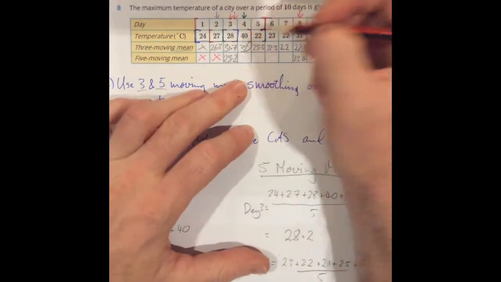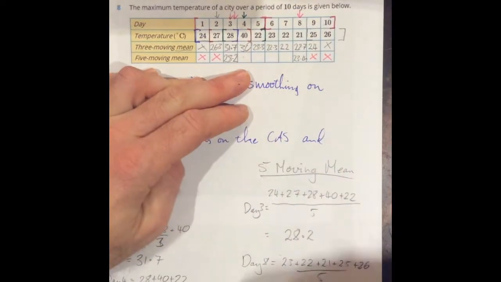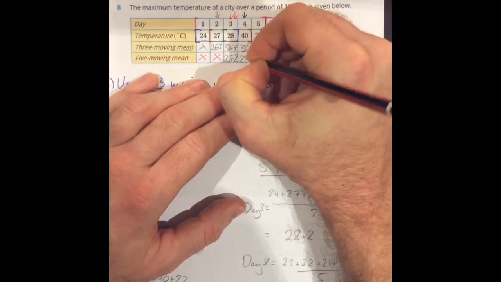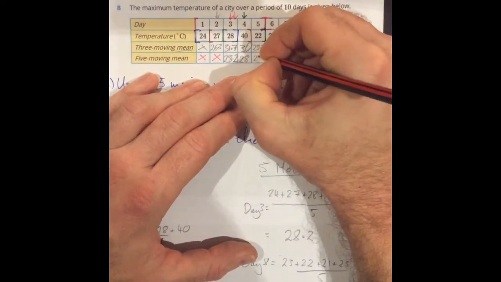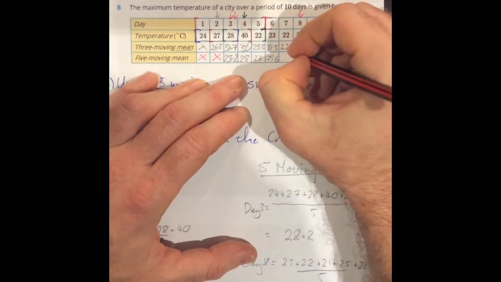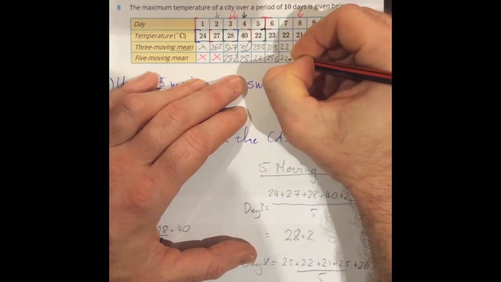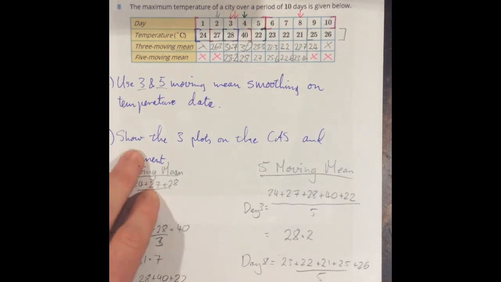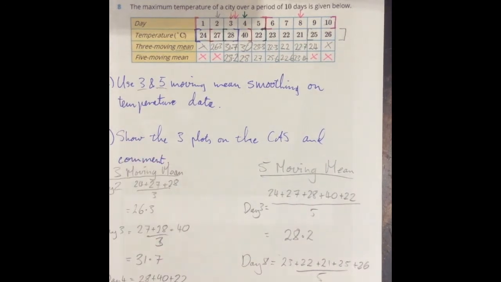Now I've got some answers here prepped earlier, so we don't take an hour to get through everything. Hopefully the run through of that is okay. So 28.2, then 28, 27, 25.6, 22.6. Okay, and that is how we use the 3 moving mean and 5 moving mean to smooth temperature data there. And in just a moment, we'll work through showing the 3 plots on the CAS and what we see from that.